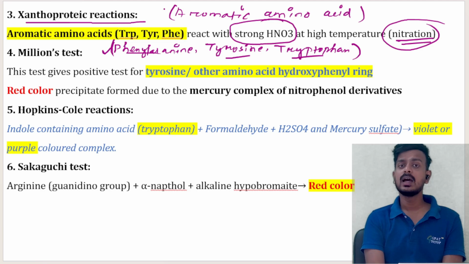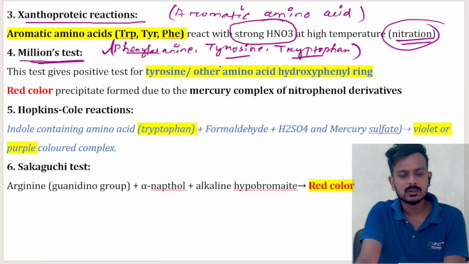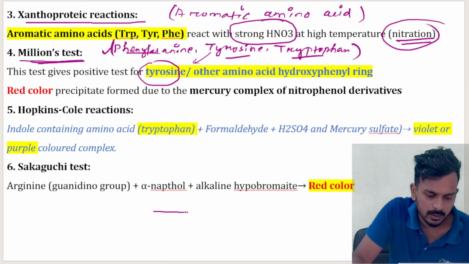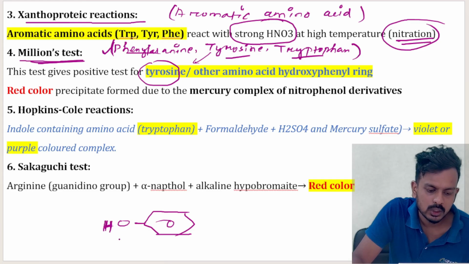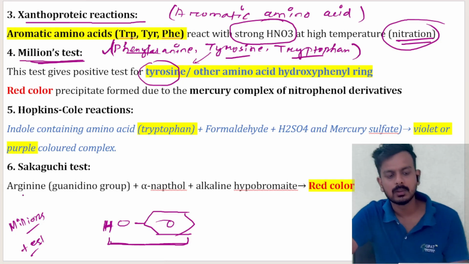Okay. Now I'm moving to the next test, that is Millon's test. So what is this Millon's test? Millon's test gives a positive result for tyrosine. Actually, what does Millon's test basically do? Millon's test basically detects an aromatic ring with a hydroxyl group, that is, we call it a hydroxyphenyl group. If an amino acid has this type of structure, it will be detected by Millon's test. So Millon's test is also used for the detection of tyrosine.